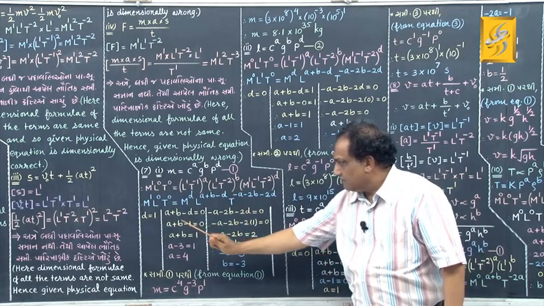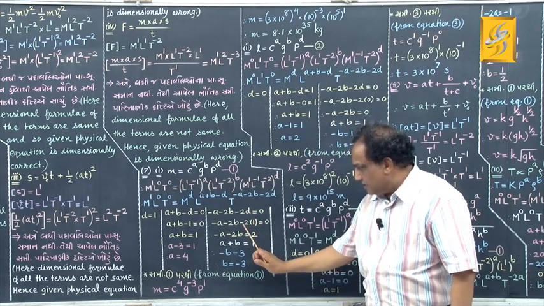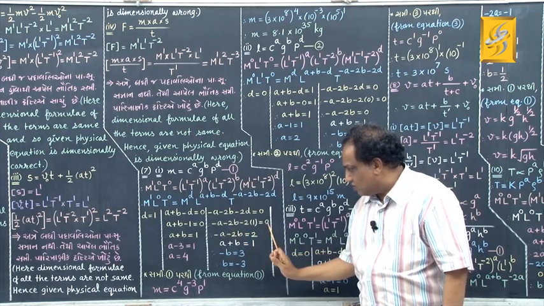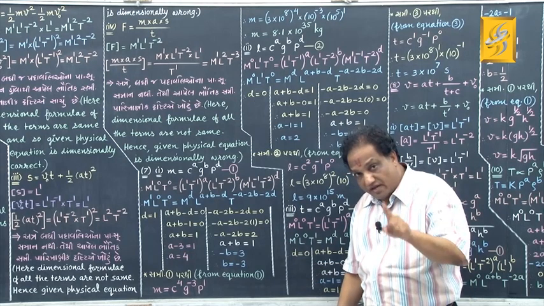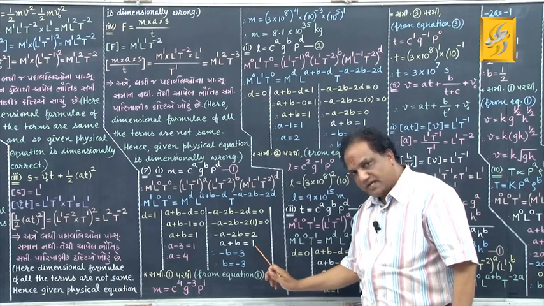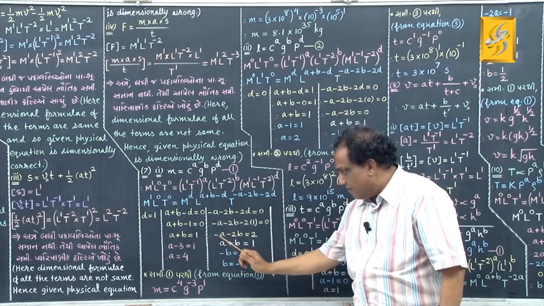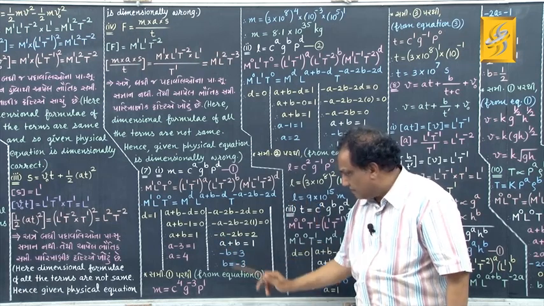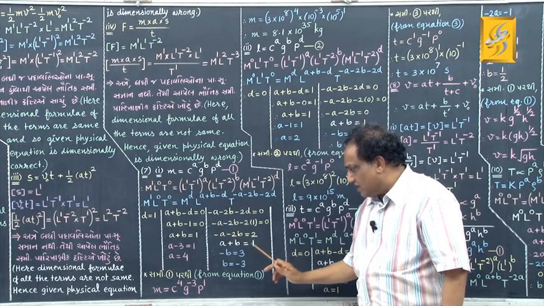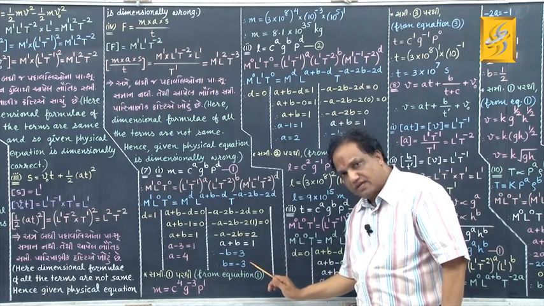Now, value of d is 1. This minus 2 when you transfer here will become plus 2. So minus a minus 2b equals plus 2. But already we know a plus b equals 1. Let us add these two equations. Then minus a plus a will cancel. Then b minus 2b, that is minus b. On the right, 1 plus 2, that is 3. When minus b equals 3, then b equals minus 3.